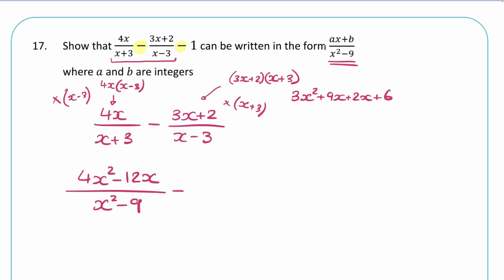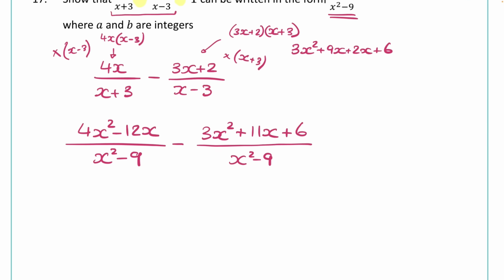So we can simplify that on the top. We get 3x squared plus 11x plus 6. And again, that's all over x squared minus 9. So take your time when you are subtracting these. We do have a subtraction here, so be very careful because we have 4x squared, take away 3x squared, and that gives us 1x squared.